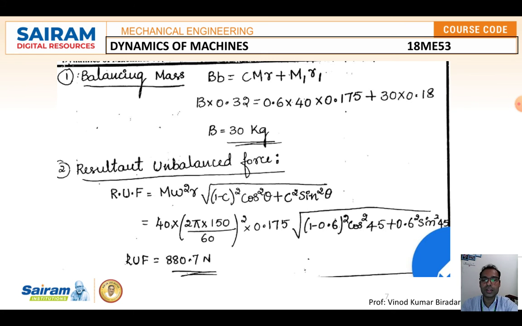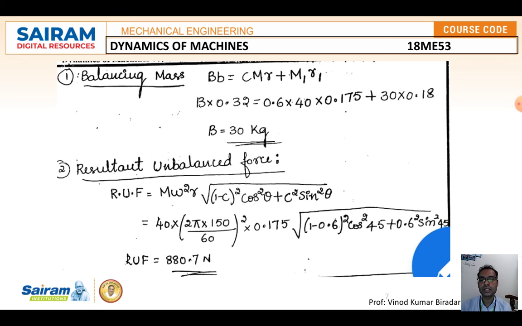Again, the same formula needs to be applied here. The balancing mass B times b is equal to C into M into R plus M1 into R1. Substitute all the values: B into 0.32 is equal to 0.6 into 40 into 0.175 plus 30 into 0.18. You are going to get the balancing mass B equal to 30 kg.